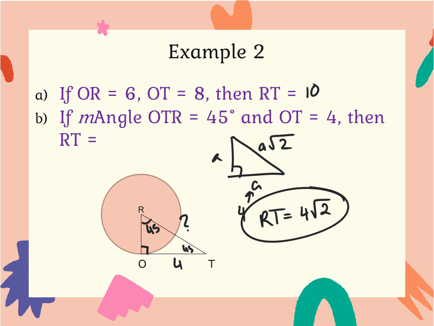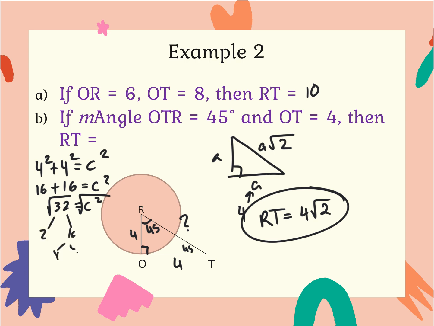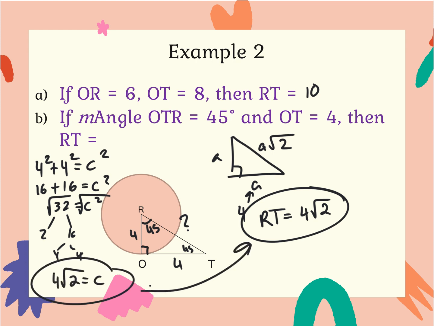Now, if you happen to forget that this is a special right triangle, or you remember it's a special right triangle, but you don't remember how it works, you know that this is also going to be 4. So you can do 4 squared plus 4 squared equals C squared, and then do 16 plus 16 equals C squared, 32 equals C squared. I'm going to take the square root from both sides, and then the 32 is going to simplify into 2 and 16, 4 and 4. So it's going to be 4 root 2 is equal to C. So we end up with the same thing. It's just shorter if you notice or remember that it is a special triangle.